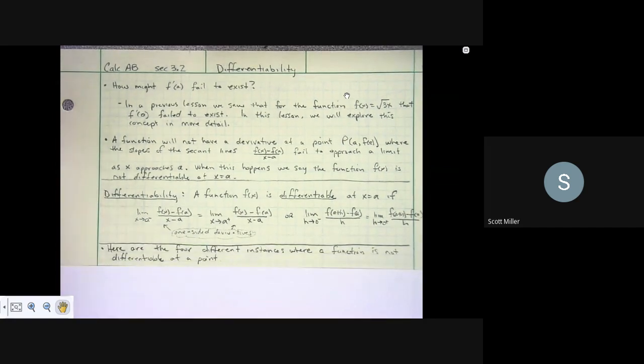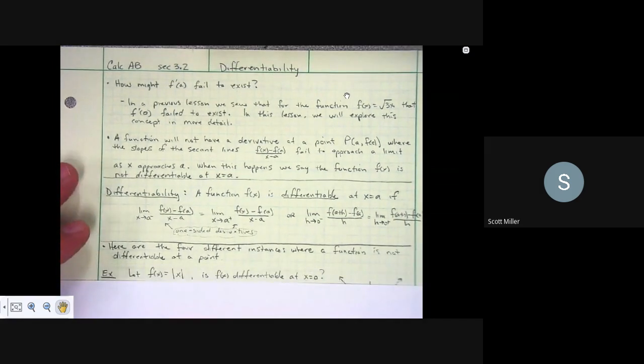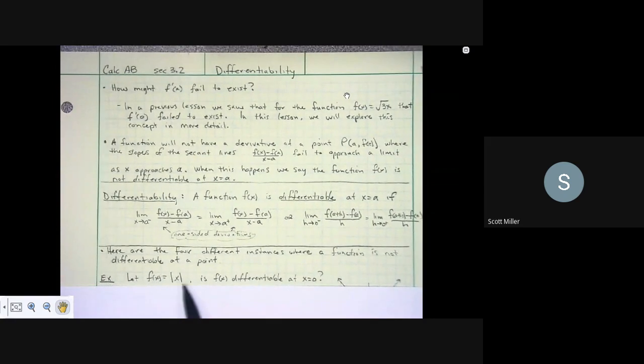There are four different instances where a function is not differentiable at a point, and we're going to look at those because we use those to help us see quickly, from the behavior of a graph, if it's going to be differentiable or not. So the first one here, f of x equals the absolute value of x. Is f of x differentiable at 0? So let's take a look. I have that one over here. We're going to walk through this one.